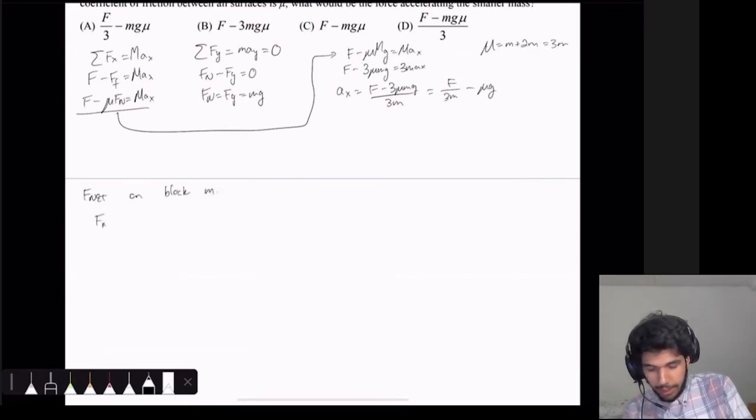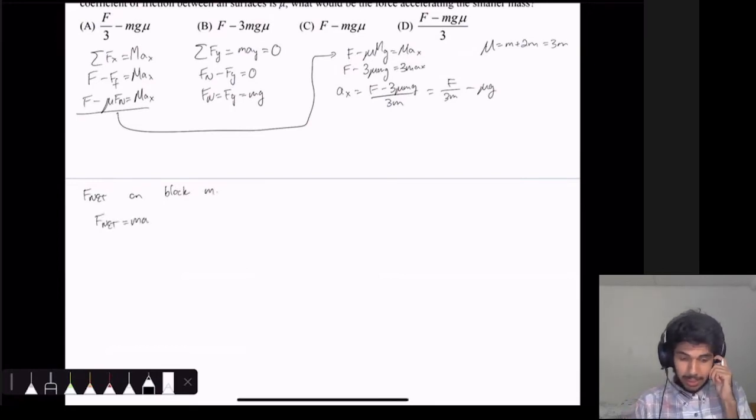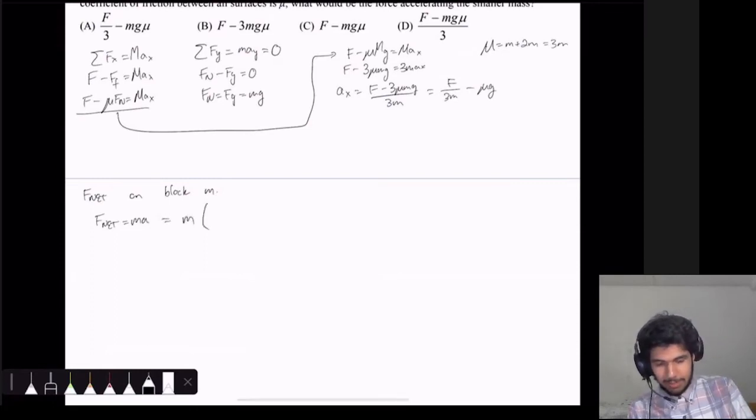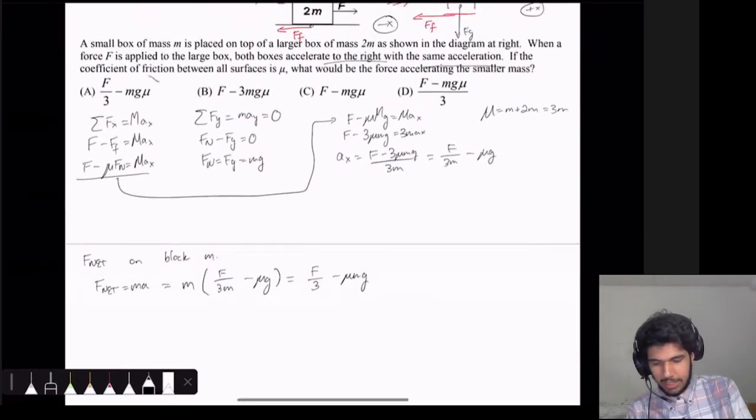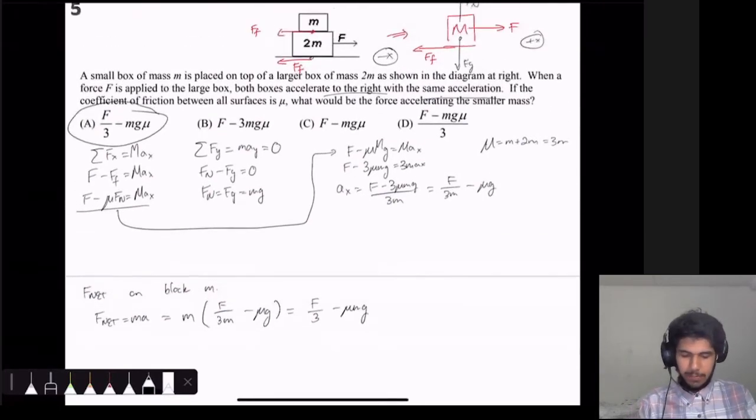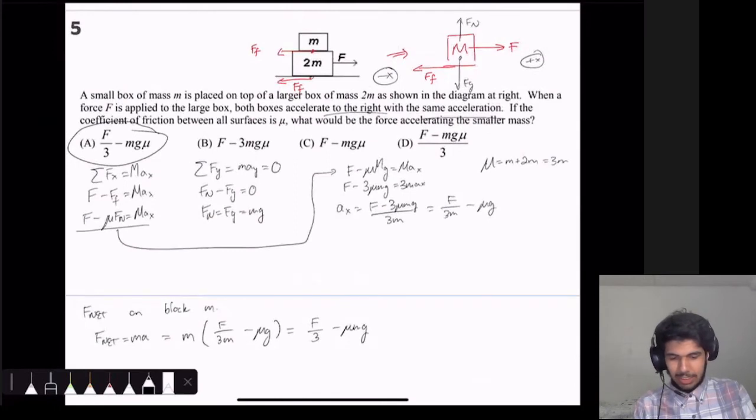Well, we know that F net equals ma, right? The mass of the object times its acceleration. And thankfully, we just solved for acceleration. So this is m times F over 3m minus mu g. That is F over 3 minus mu mg. And luckily, that is answer choice A. So that is the answer to that question.